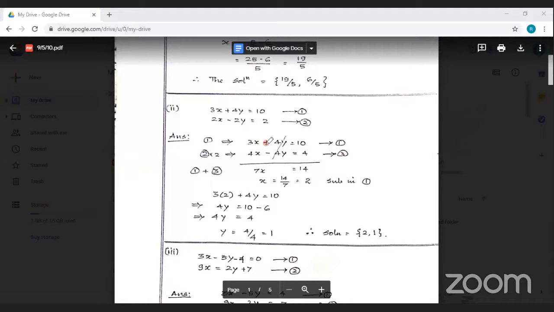If the signs are different, you have to add it. That will get cancelled. If the signs are the same, then you want to subtract. Therefore, the sign will get changed. Now, 7x is equal to 14.